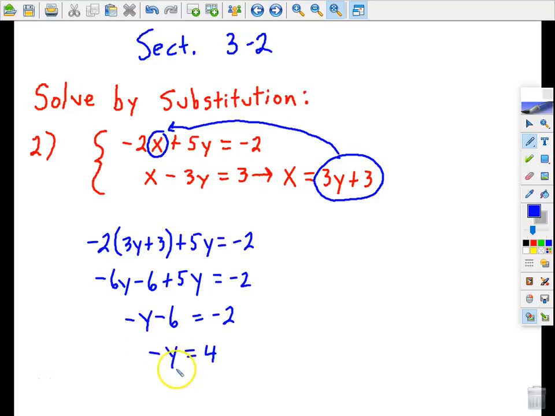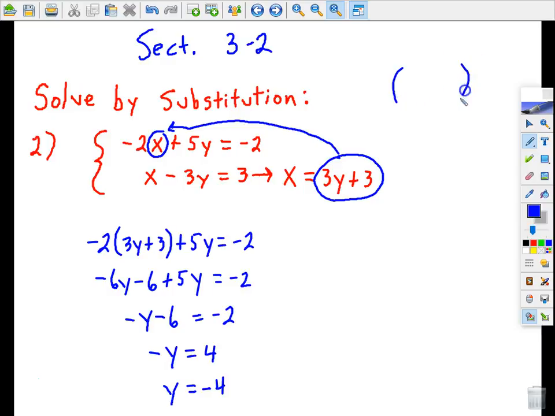And I still haven't solved for y. It's solved for negative y. I always want to solve for the positive. So you can either think multiply both sides of this by negative 1 or divide by negative 1. Really doesn't matter. In either case, you're going to get y is negative 4.